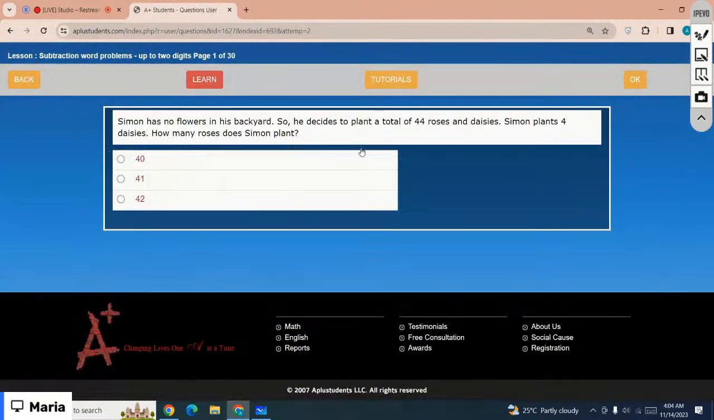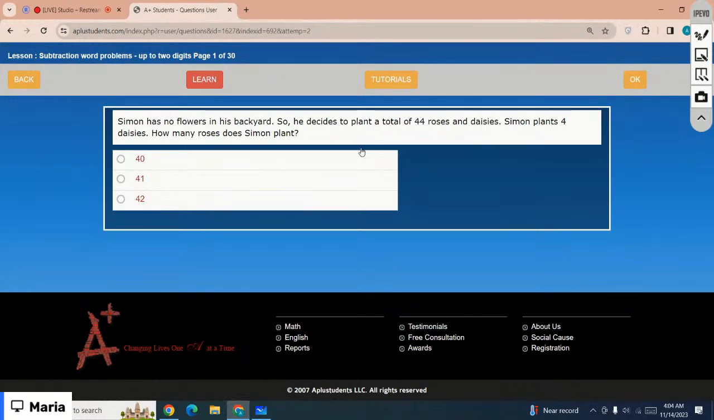Simon has no flowers in his backyard. So he decided to plant a total of 44 roses and daisies. Simon plants 4 daisies. How many roses did Simon plant? So which is the correct option?